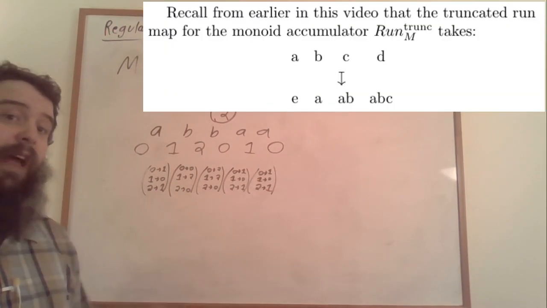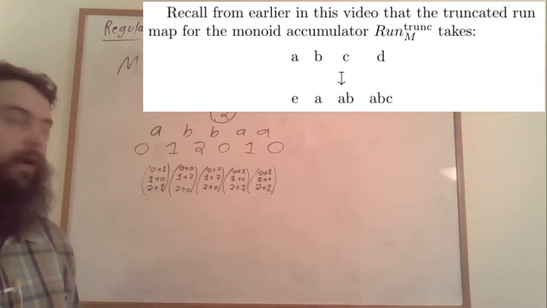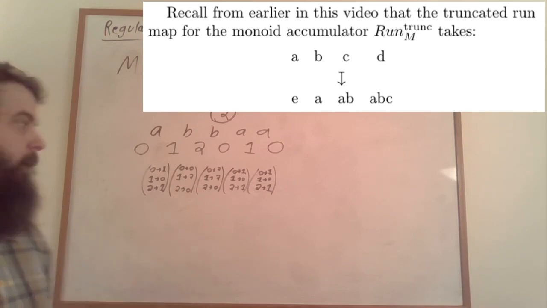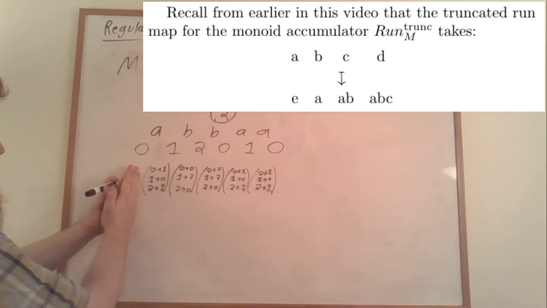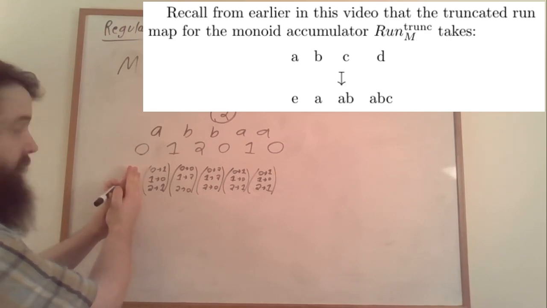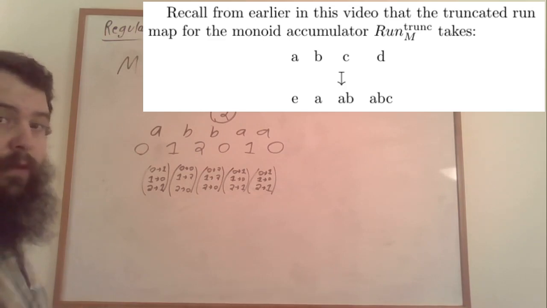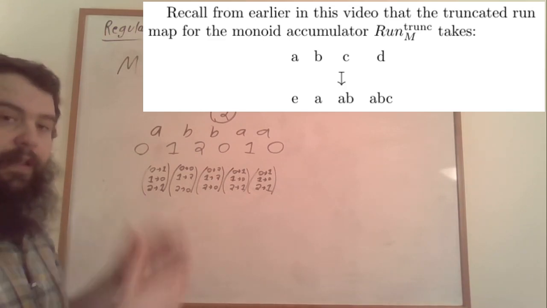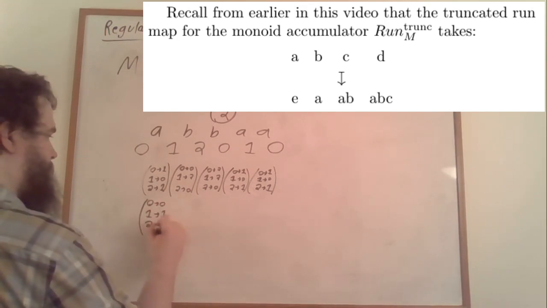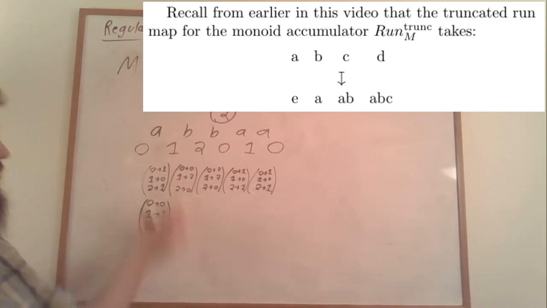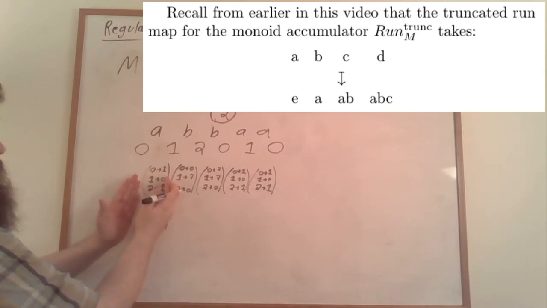If we then apply our truncated run map for our monoid accumulator, well, this term here is going to be the product of all of the terms before it in the input. There's no terms here, so it's just the identity element, right? The identity element in this function space is just the identity function. The next term is going to be the product of just this term here.